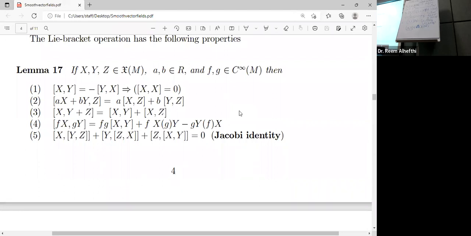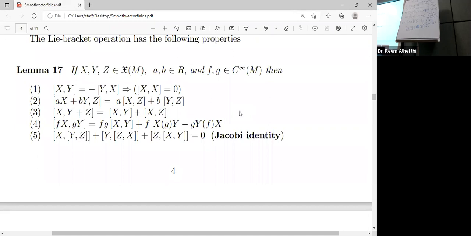Condition 4: it is not linear over functions. That is, if you multiply by two functions, fX and gY, and find the Lie bracket [fX, gY], you have two additional terms. And then you have the Jacobi identity. That is, [X,[Y,Z]] plus [Y,[Z,X]] plus [Z,[X,Y]] equals 0. This is called the Jacobi identity.